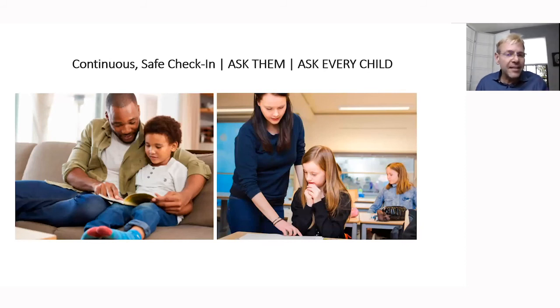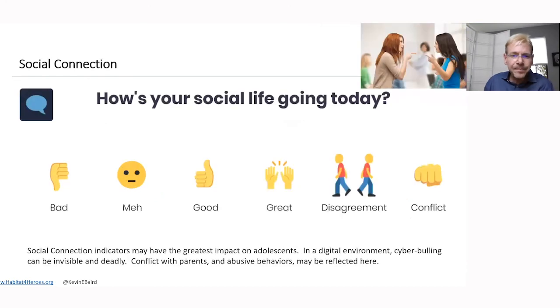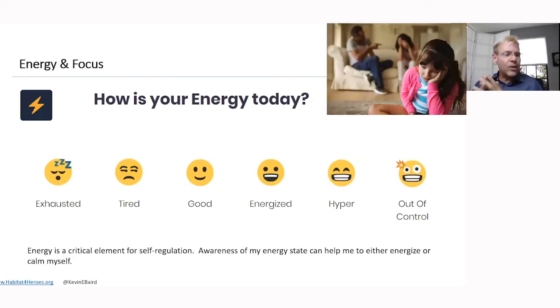One of the things that I suggest is asking, is my environment actually designed for constant, continuous check-in with my students? All right. So one of the things that I recommend is emoji-based systems that ask students on a regular basis at the beginning of class, if they're switching classes during the day, how does your body feel today? Are you sick, injured, hungry? Maybe you're aching. How's your social life going? How are you for collaboration today? Are you having conflict? Are you having disagreement? You feeling good? How's your energy?